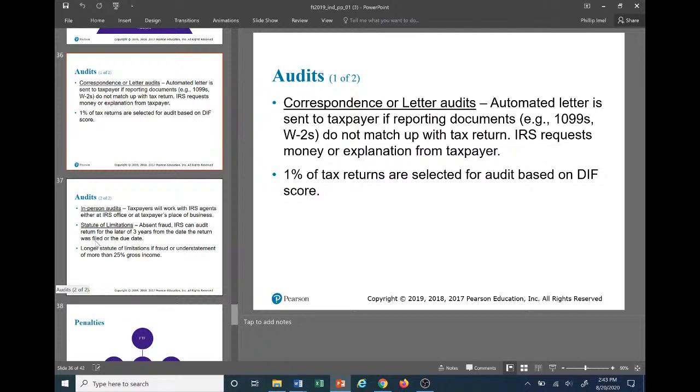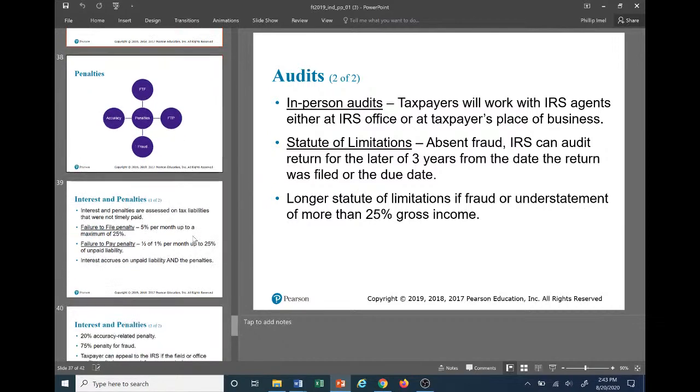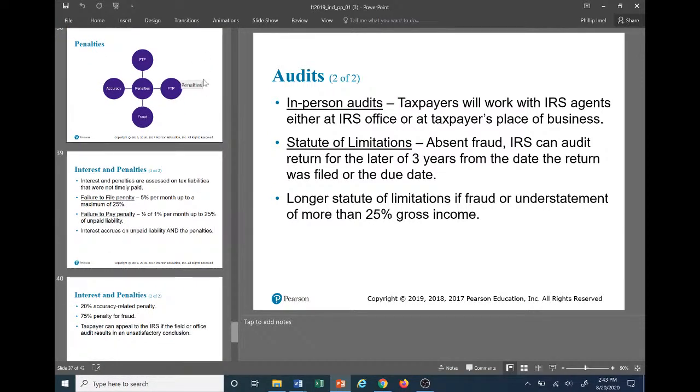Know the statute of limitations. It's 3 years for anything that's not fraudulent, or anything where the income omitted is less than 25% of gross income. So just know that, and know it for fraud. It's indefinite. There is no statute. If there is an omission of 25% or more of gross income, then it's extended to 6 years. Penalties. Just know if there's a failure to file penalty, failure to pay penalty. Know that interest is going to accrue on both the liability and the penalties.